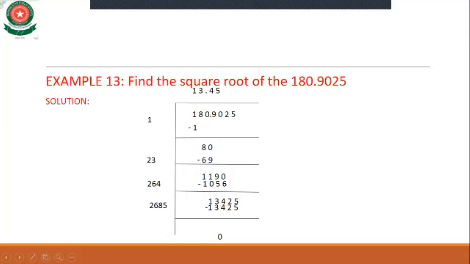So the square root of 180.9025 is equal to 13.45. This is our required answer. Once again I repeat this question: our question is to find the square root of 180.9025 by using the division method.